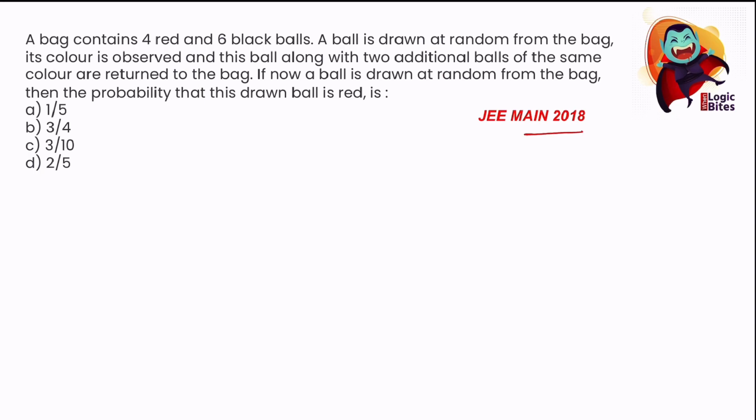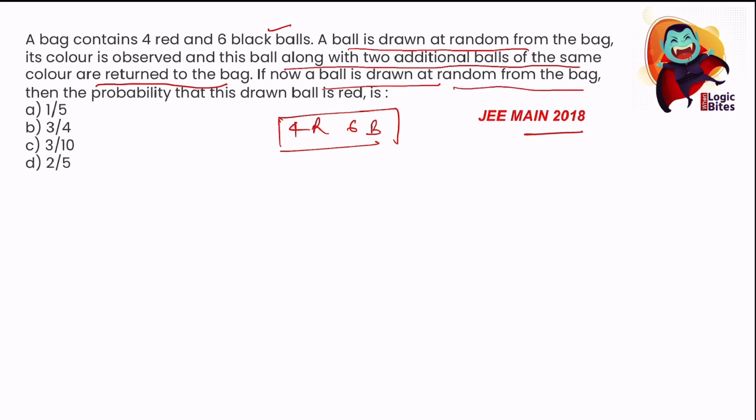And again, see this question which has come in JEE Main 2018. A bag contains 4 red and 6 black balls. This is the bag. A ball is drawn at random from the bag. Its color is observed, and then this ball, along with 2 additional balls of the same color, is returned to the bag. If now a ball is drawn from the bag, then the probability that this ball drawn is red. So when we draw a ball, either a red ball can be drawn or a black ball can be drawn.